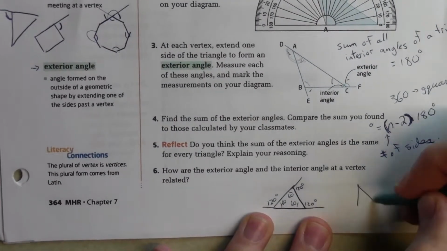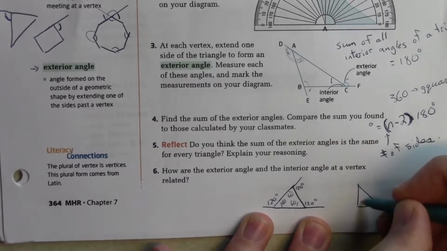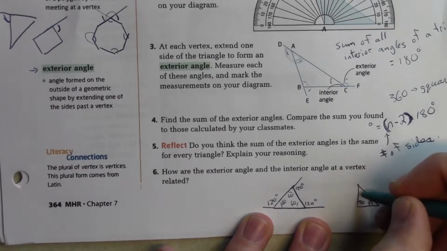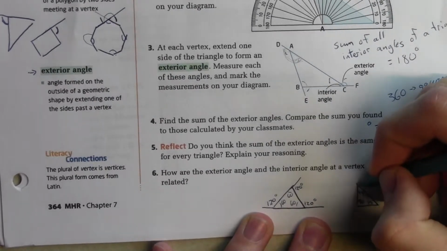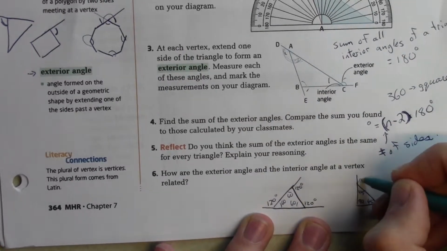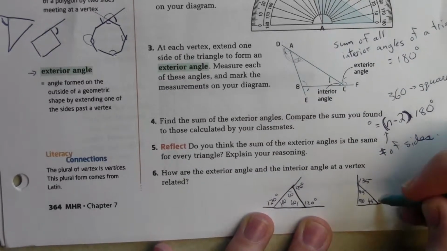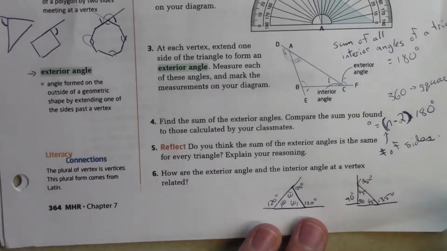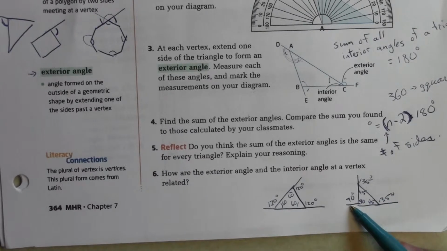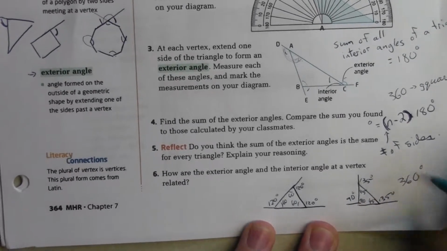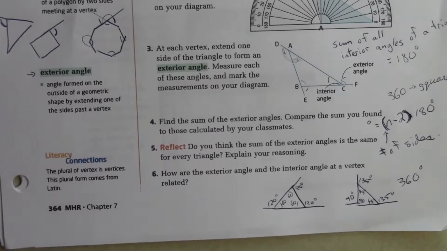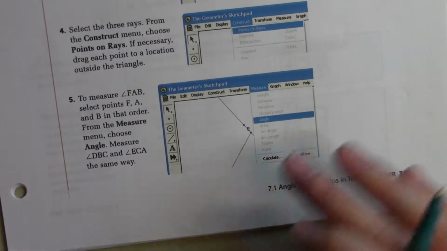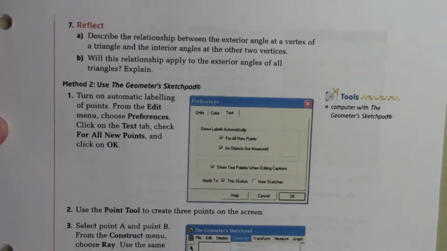Let's check it with a 90-degree triangle as well. So we can say this is 90, 45, 45. So this would be 135. This would be 135. And this would be 90. So that's 270 plus 90, 360. Good. So all exterior angles, in fact, add up to 360. Thank you, Tyler. Welcome, sir.